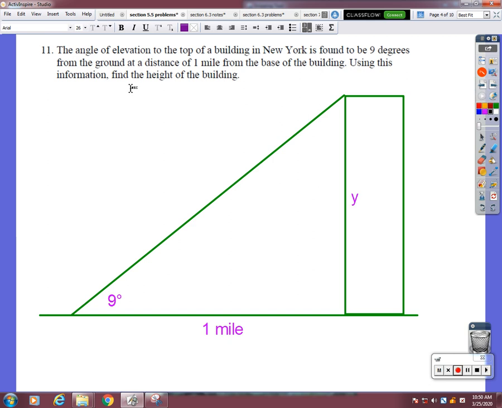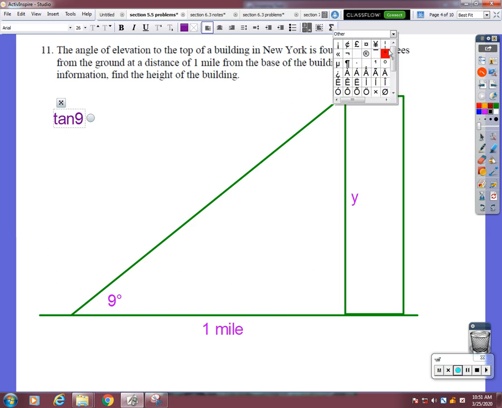Okay, another one. The angle of elevation to the top of a building in New York is found to be 9 degrees. So this is the angle of elevation. In the example problem, they refer to this as the angle of inclination. Those are the same thing. So this is 9 degrees, not drawn to scale, from the ground at a distance 1 mile from the building. Using this information, find the height of the building. So we are looking for the opposite side. We have the adjacent side. That tells me that we're going to use our old friend tangent.